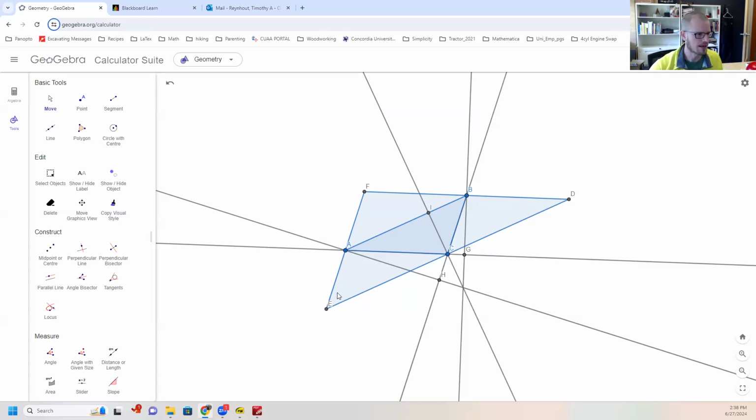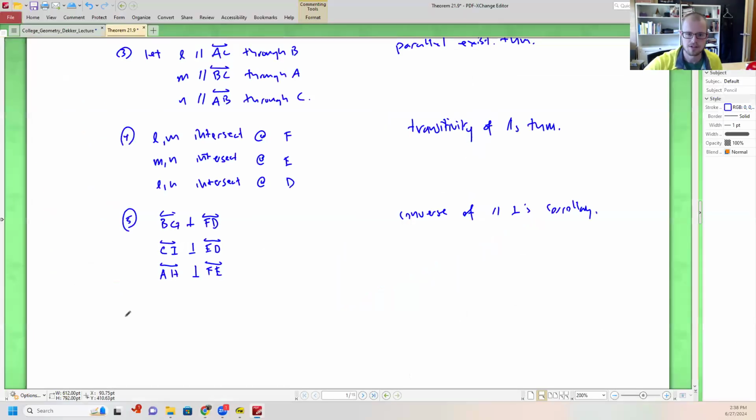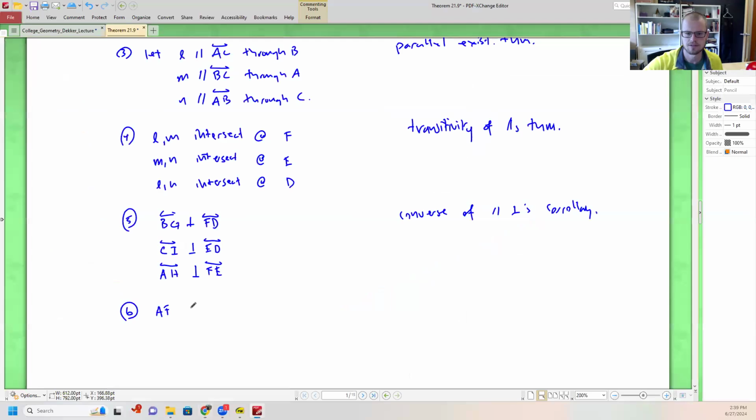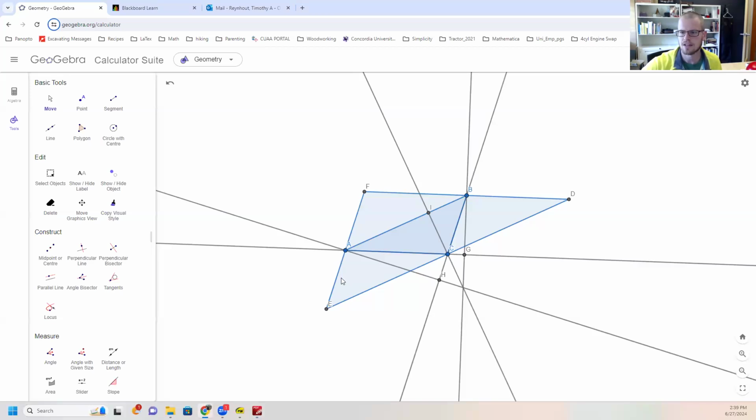Now, we want to identify our three parallelograms. AFBC is a parallelogram. Excellent. We also have that ABCE is a parallelogram.